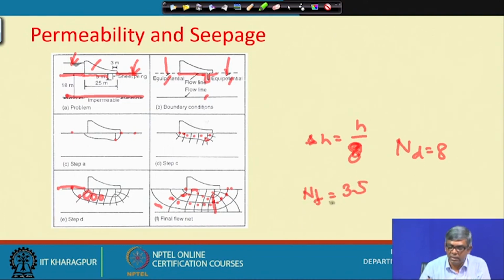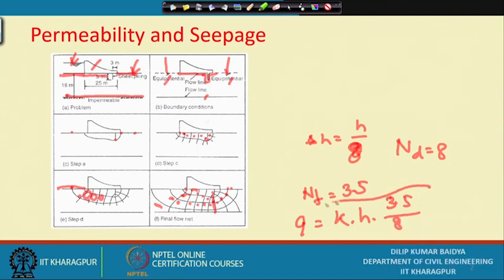Then from this figure I can find out Q equal to K, which is known, H is known there, and N F suppose 3.5, and N D suppose is 8. So from this equation I can find out the Q. This is the procedure of how to draw the flow net, and this is the equation finally to use for calculating the seepage. Of course, this is not a very easy job. One has to do a large number of trials and practice, then only one can get this type of flow net.